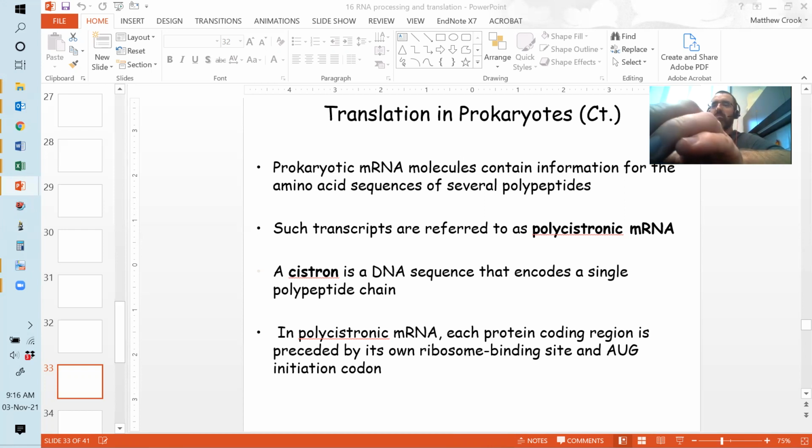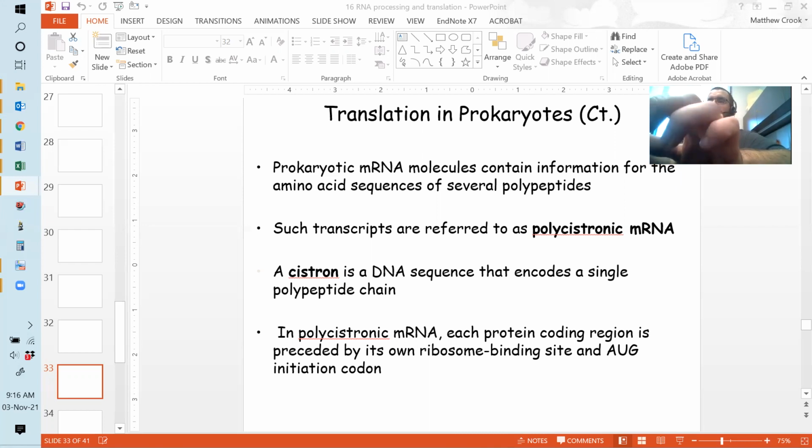And that is called a polycistronic mRNA. Second big deal about prokaryotes is the transcription and translation are coupled.